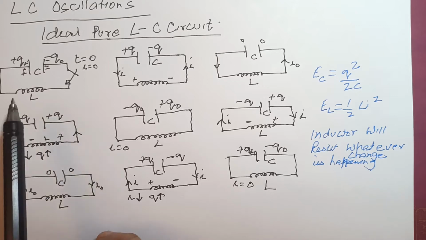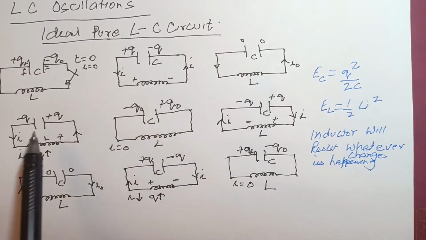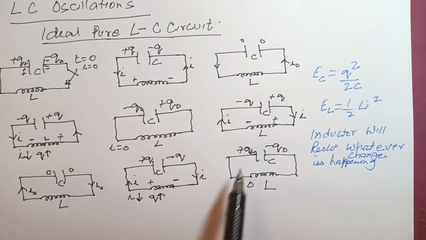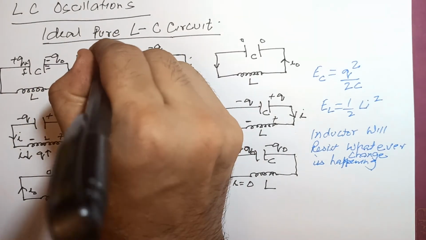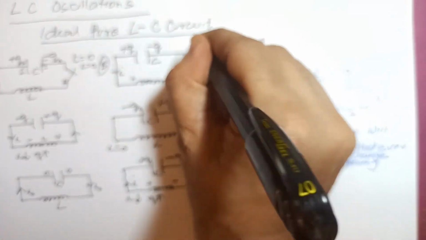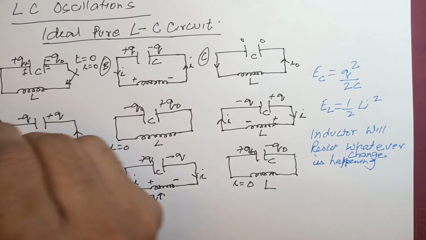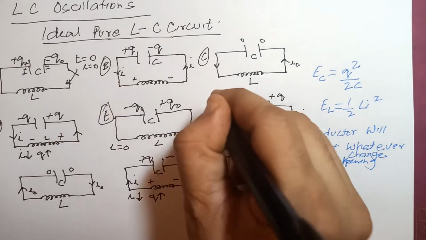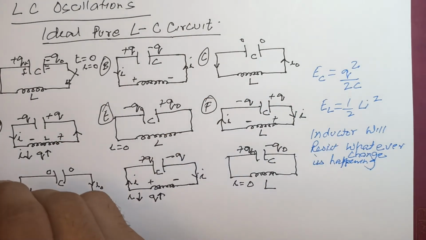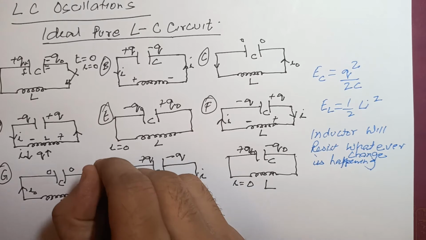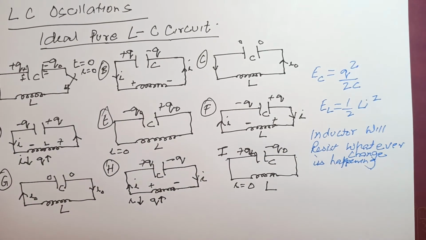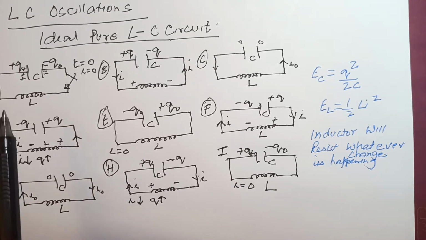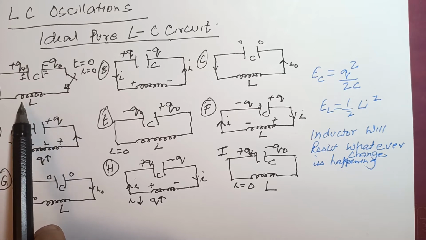Now consider these 9 cases. Let me label them A, B, C, D, E, F, G, H, and I. So these are 9 cases. Now let's start with A.